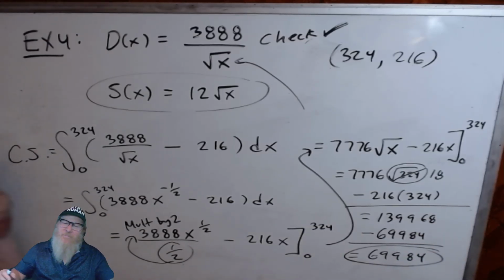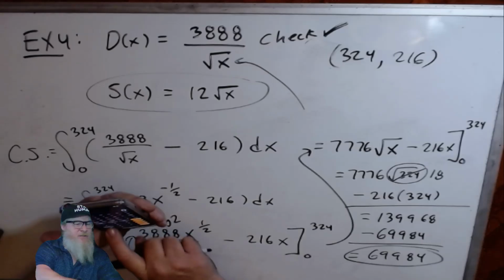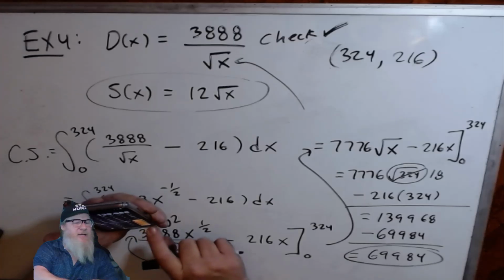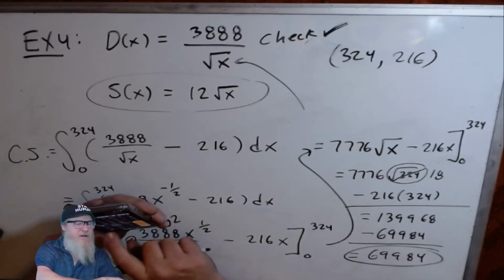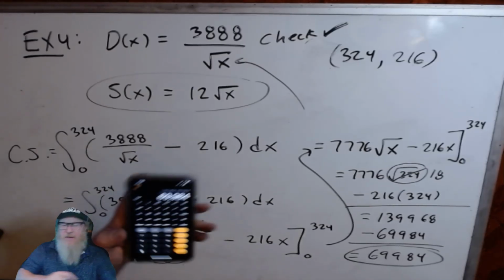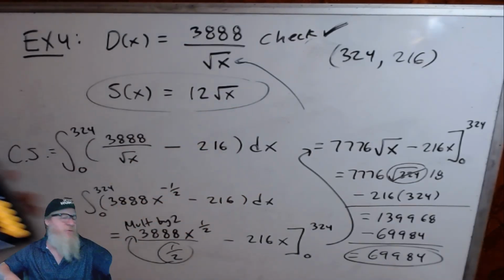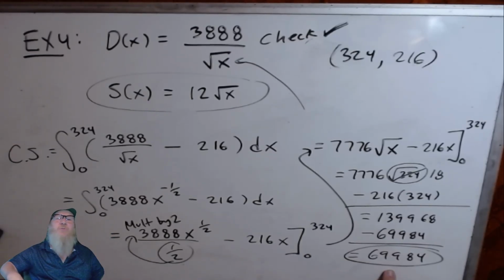I want to double check my answer because I'm not sure I trust it. 139,968 minus 69,984. Oh, yeah. I just had to see it a second time to make sure it's right. So this represents that surplus revenue.